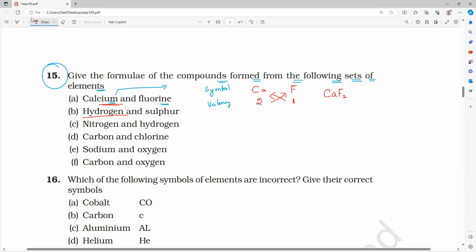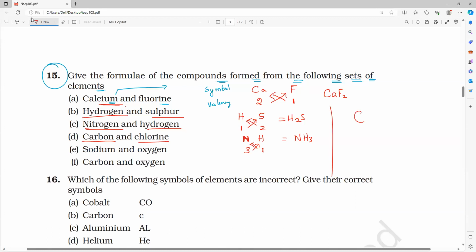Next, hydrogen and sulfur. Everybody, symbol hydrogen. H and S. Hydrogen 1, sulfur 2. So if you have done the crisscross, what is the formula? H2S. Next, nitrogen and hydrogen. Nitrogen valency 3, hydrogen valency 1. So if we have done crisscross, what will happen? Ammonia, NH3. Clear? Next, carbon and chlorine.